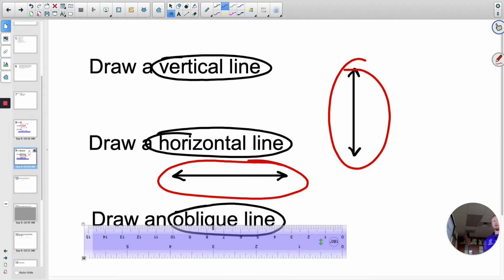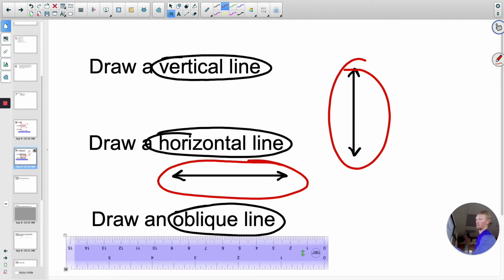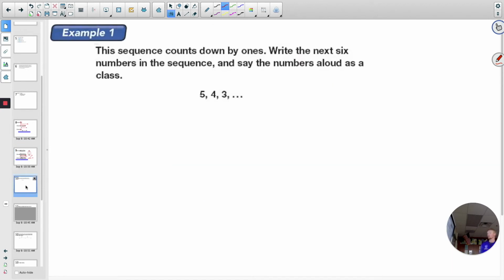So my oblique line I'm going to draw like this. There's my oblique line. It's not vertical, it's not horizontal. It could be anything that's not quite vertical or not quite horizontal would be oblique. All right, so lines. Good.